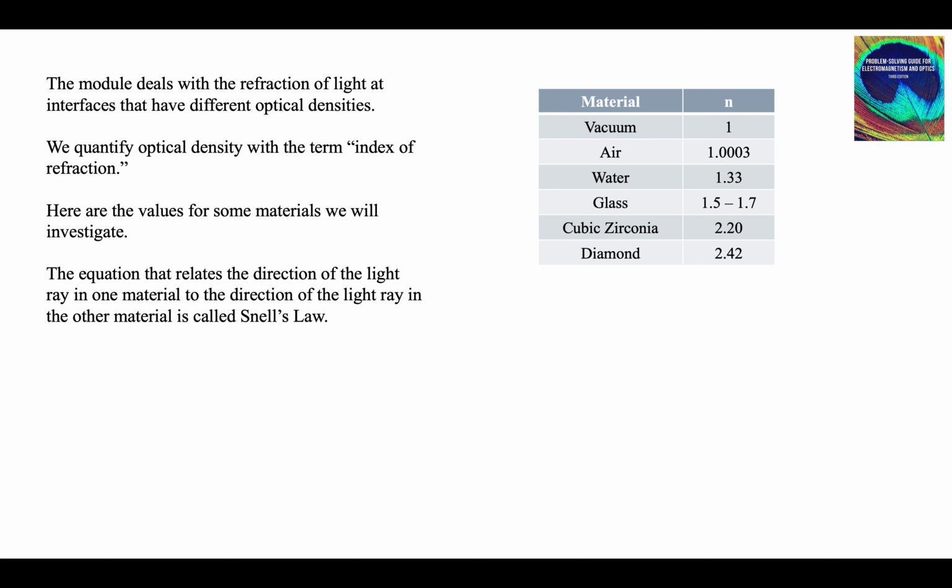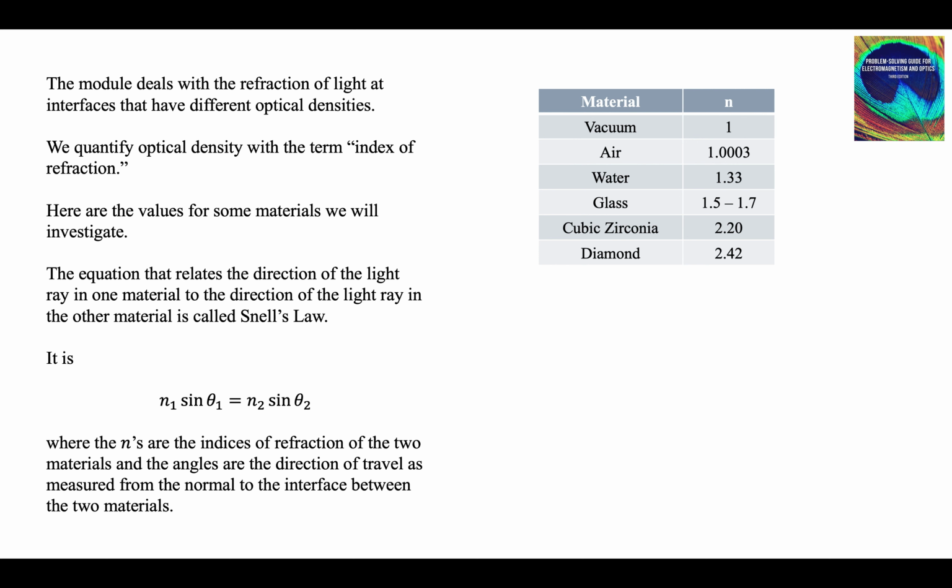There's one equation in this chapter. It relates the direction of the light in one material to the direction of the light ray in the other material. It's called Snell's law. There's the index of refraction of material 1. That's the direction of travel in material 1. Here's the index of refraction of material 2 and the direction of travel in material 2. That's it.